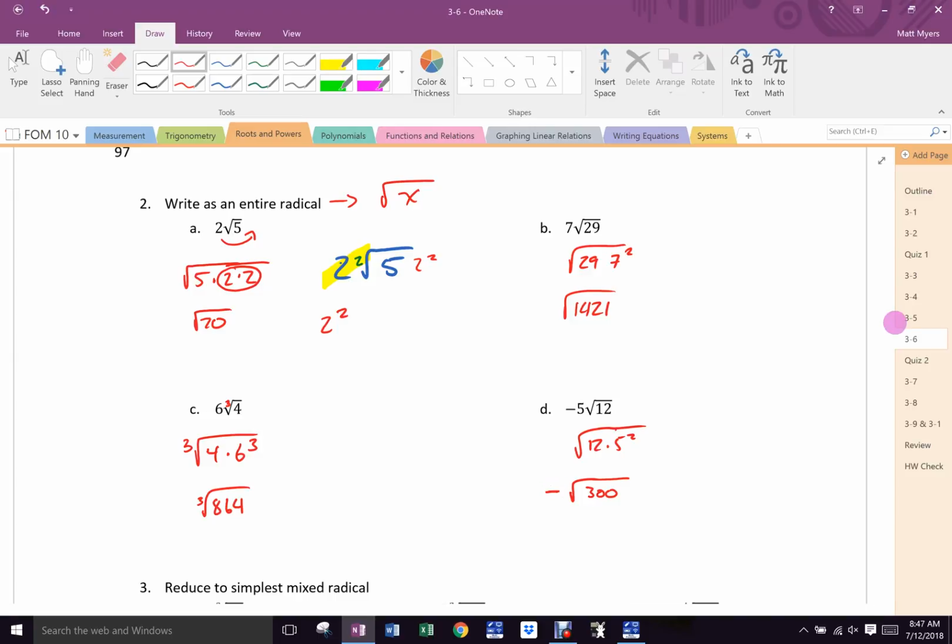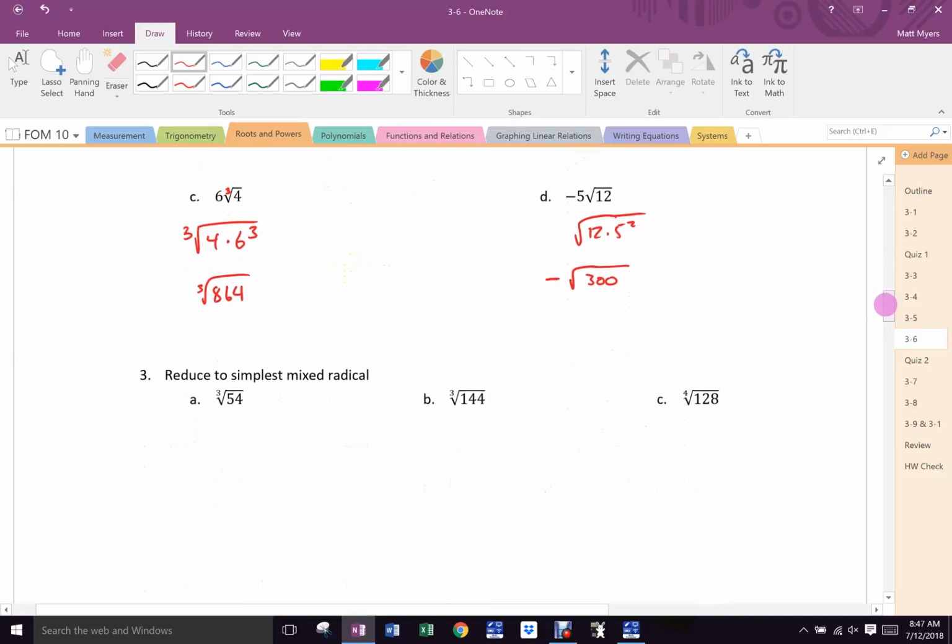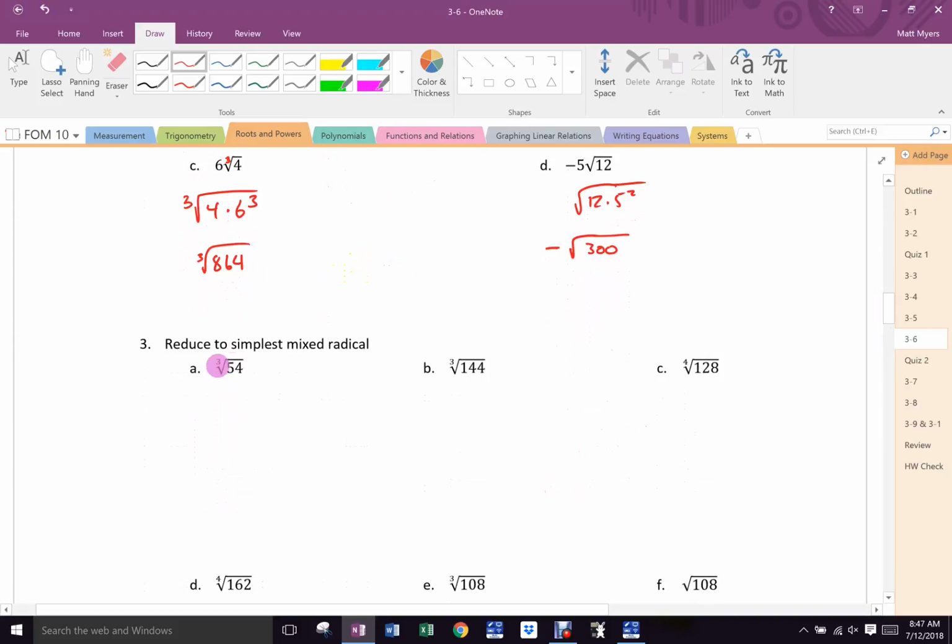Okay, practice a little bit. What's different in A that we haven't done yet? There's a little 3 there. The index is a 3. So it doesn't do me any good to find perfect squares, does it? I would need to have my perfect cubes memorized. A great many of you do not, so you're going to break 54 down, aren't you?